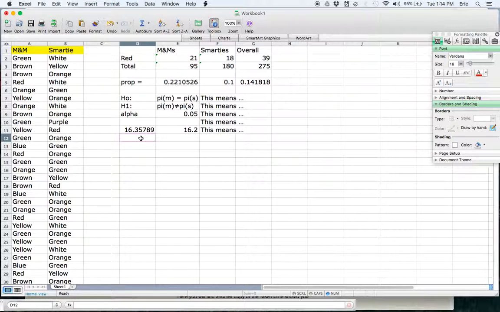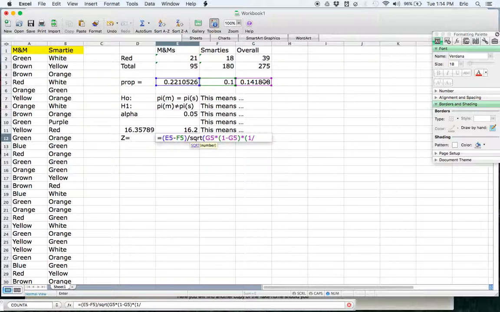Let's see, we need a test statistic. That's a z value, excuse me. And it is equal to the difference between this proportion, oops, forgot the equals, this proportion minus this proportion divided by the spread of that difference, which I know is equal to the square root of the overall proportion times 1 minus that times 1 divided by this n plus 1 divided by this n. Yeah, finish that. Okay. So there's a z value.